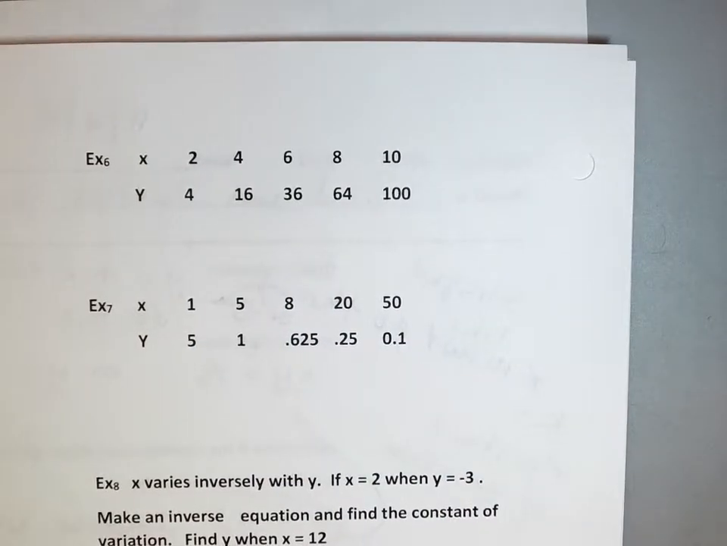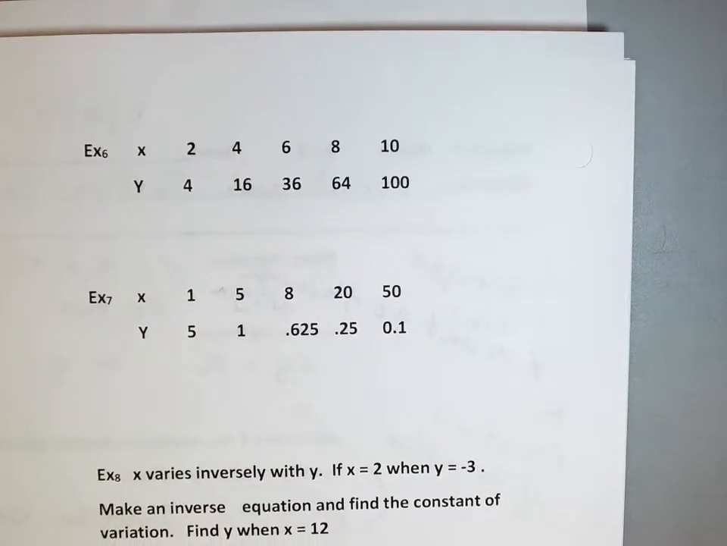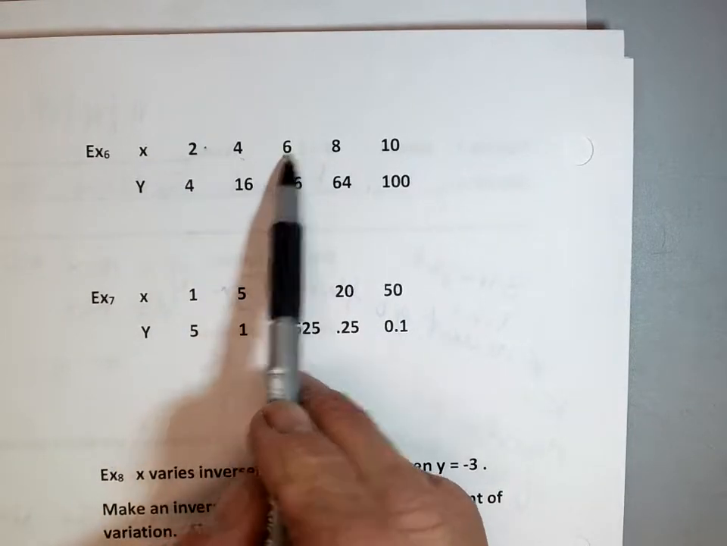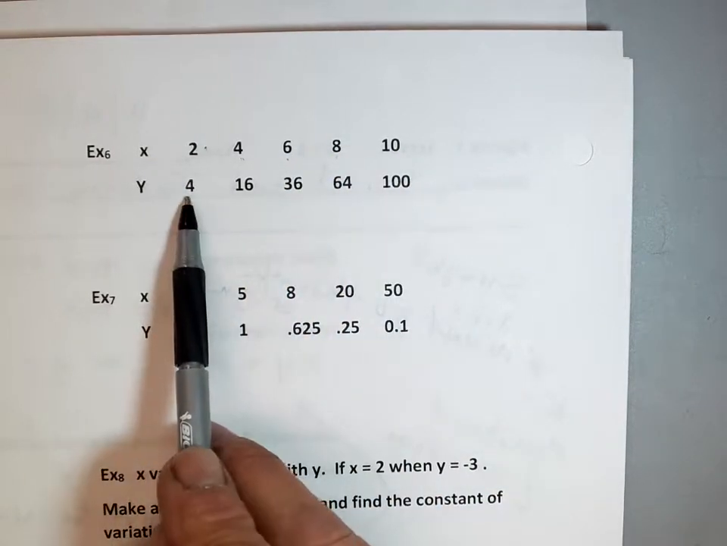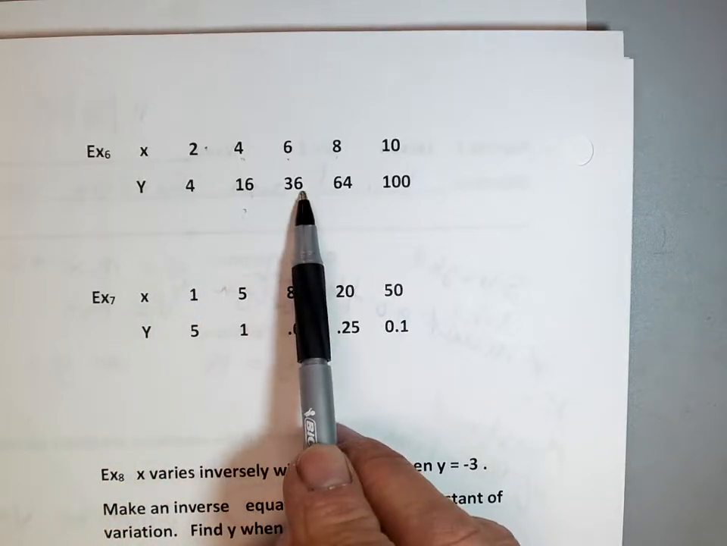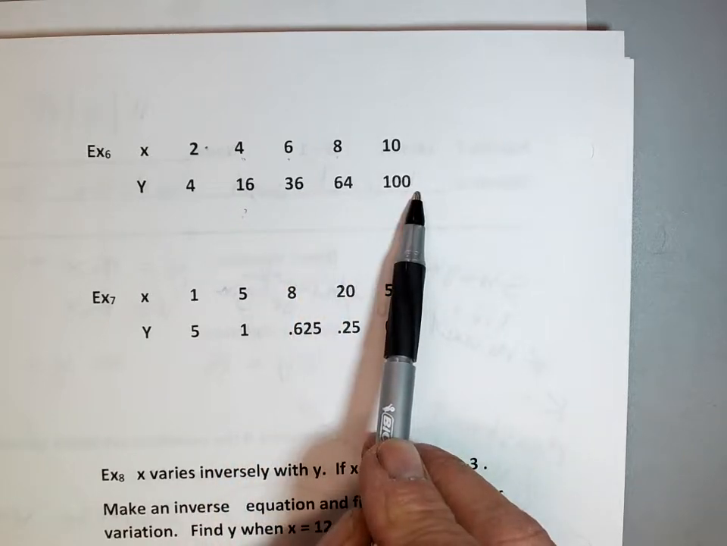All right. Example 6. What do you think? Might be direct. Let's put some graphs down. Okay. So if it's direct, let's see if we can come up with the equation. Let's see if we think it's direct. Up by 2, up by 2, up by 2, up by 2. Goes up by 12. Ooh, I don't think this one is.